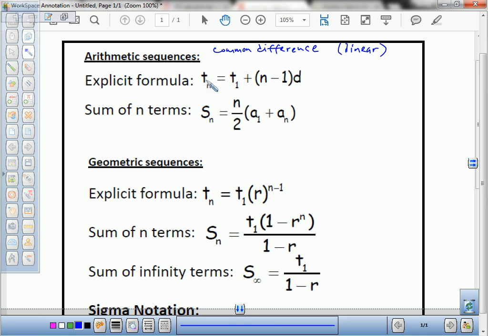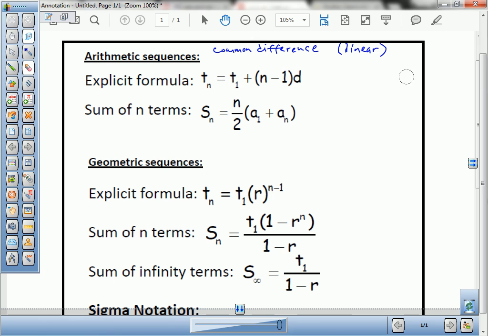Our formula looks like this. To find the nth term, you take the first term plus n minus 1 times d. That should ring a bell. When we did it, we called it a sub n equals a sub 1 plus n minus 1 times d. But then when I gave you the test, I put it all in terms of t, because that's normally what we see. The nth term is the first term plus n minus 1 times d. But if it's arithmetic, sometimes they use the a instead of the t.